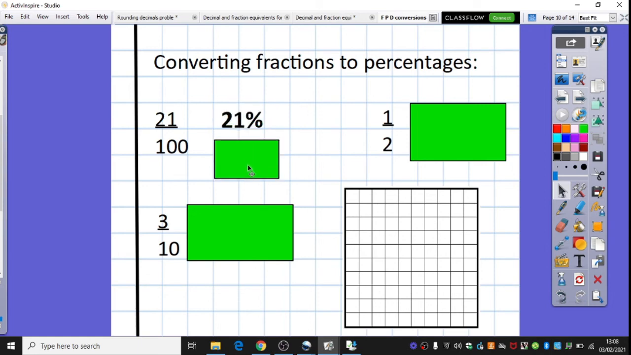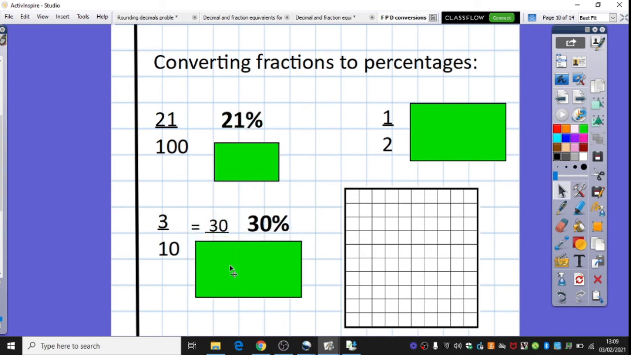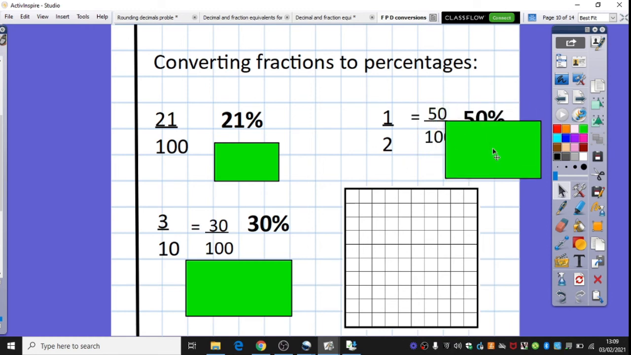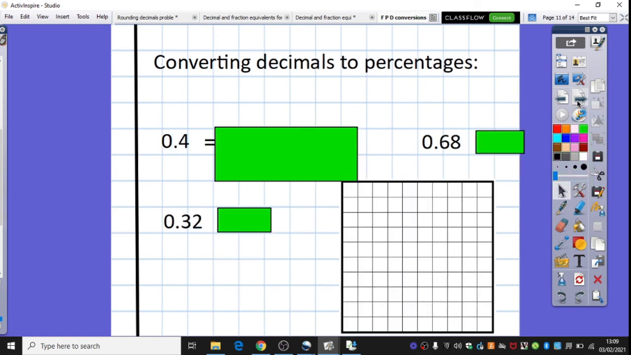So 21 out of 100 is 21%. 3 tenths we obviously converted into hundredths, so we had 30 out of 100, which was equal to 30%. And finally here a half, so we're thinking like half marks out of 100, we're looking at 50 out of 100, so it's equal to 50%. So a half and 50% are equivalents.